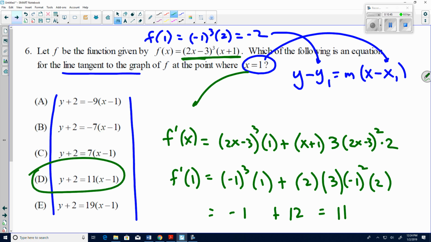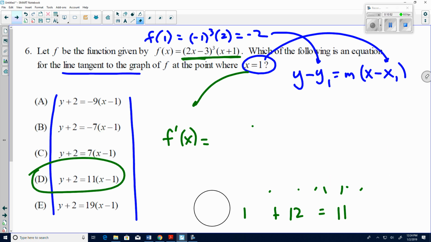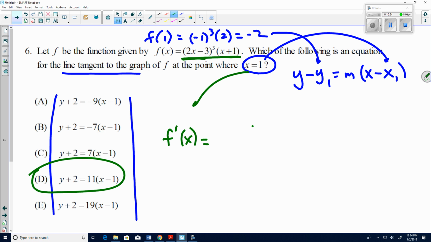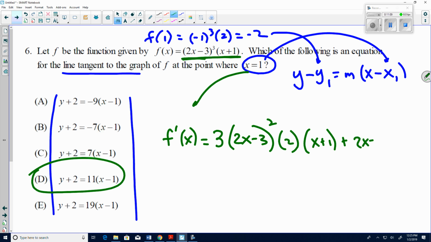Tricky problem. If you had remembered the derivative of a product slightly differently, some students do that, where they say the derivative of a product is the derivative of the first, again, you would have to start off with the 2x minus 3 squared times 2, derivative of the first times the second, plus the first times the derivative of the second. You'd still get the same answer when you substitute 1 in. You would get 11.